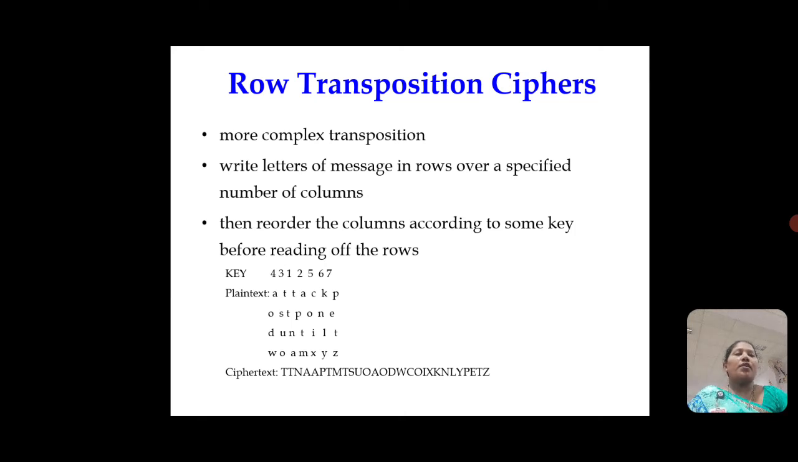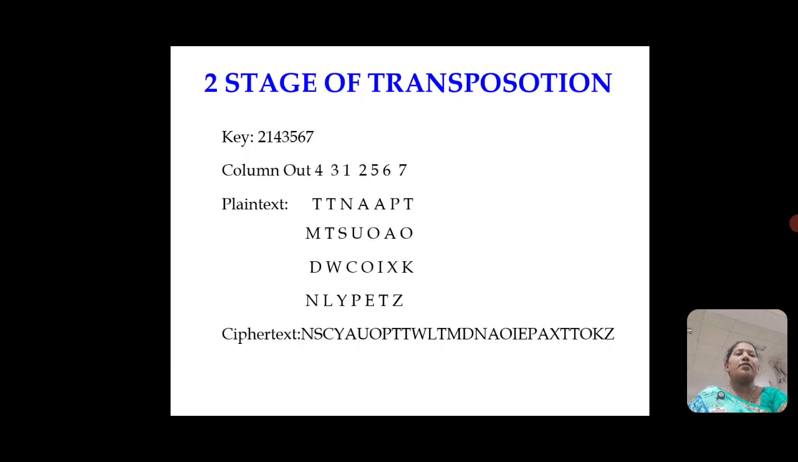So this is what is called a row transposition cipher. You are transposing, that is, only the position of those particular letters has been changed. Okay, so this is your row transposition cipher. This is a single stage row transposition. If you want to go to the second stage, you can again use a different key here.